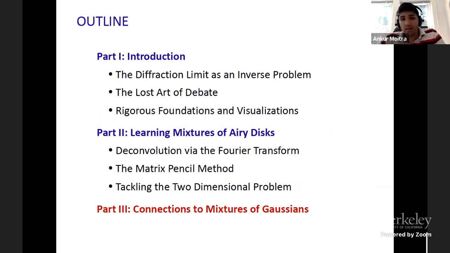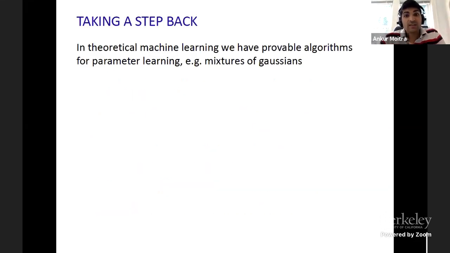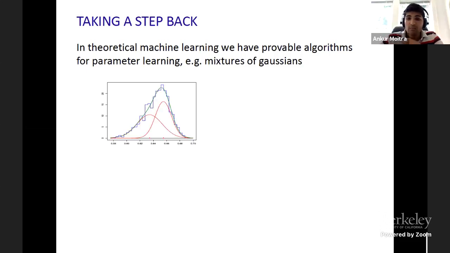So let me, in the last 2 minutes, take a step back because this was something that I alluded to. In theoretical machine learning, we have lots of provable algorithms for some types of parameter learning problems. One that I've certainly spent a lot of my time thinking about is learning mixtures of Gaussians. And there's a nice story about how these arose way back in the 1890s in Karl Pearson's work, where he was studying some sort of biological statistics of Naples crabs. And he believed that it was explained as a mixture of two Gaussians.